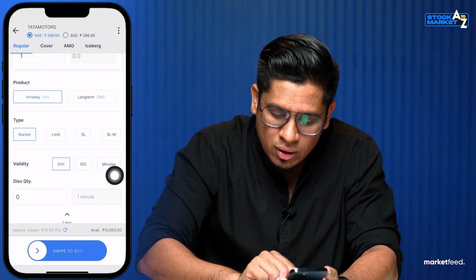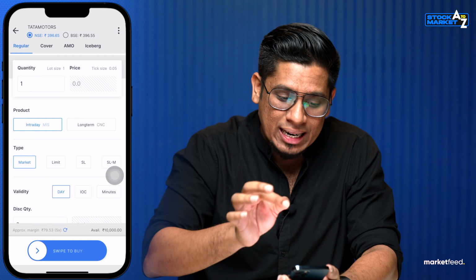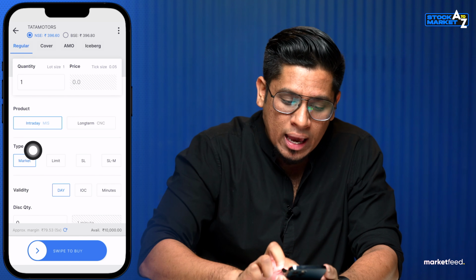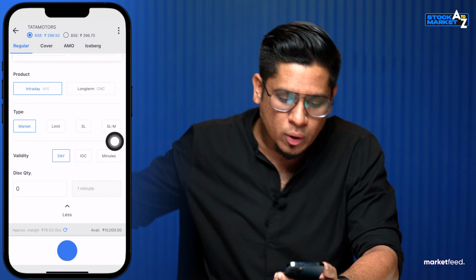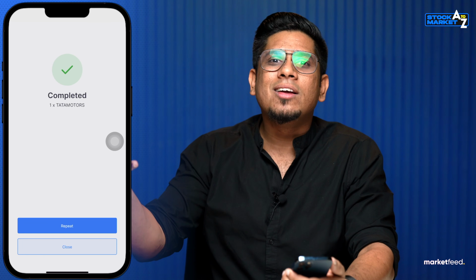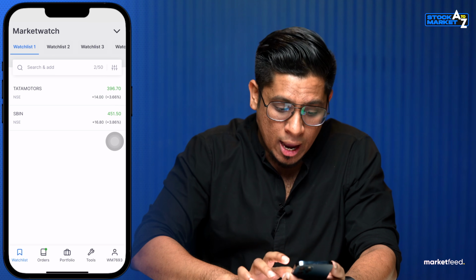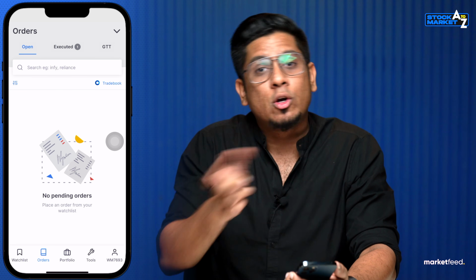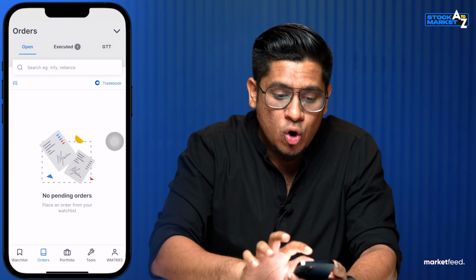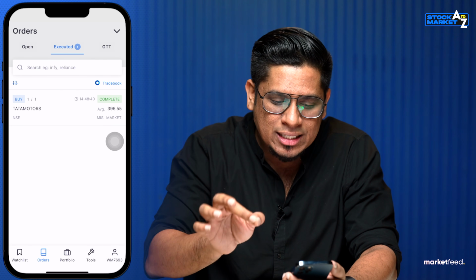So I'm going to swipe to buy, and then Tata Motors as an intraday order, one quantity at the market price will be bought. What is the market price? 396.6, right? I'm swiping to buy. Tada! Completed. One quantity of Tata Motors has been bought. I'm closing it. I'm going into my orders. I'm looking into my open orders. No orders are open, because the order which I sent in got executed. See, Tata Motors got executed at 396.5.